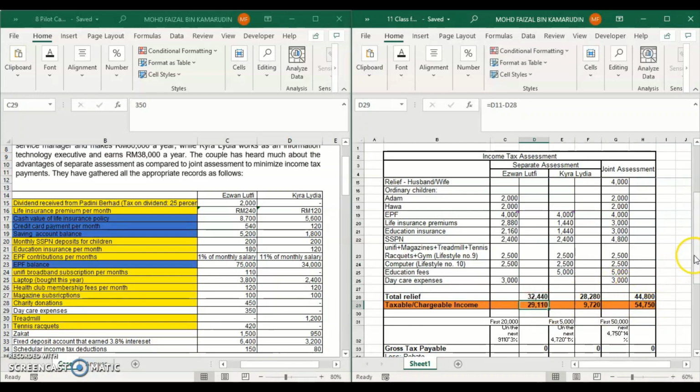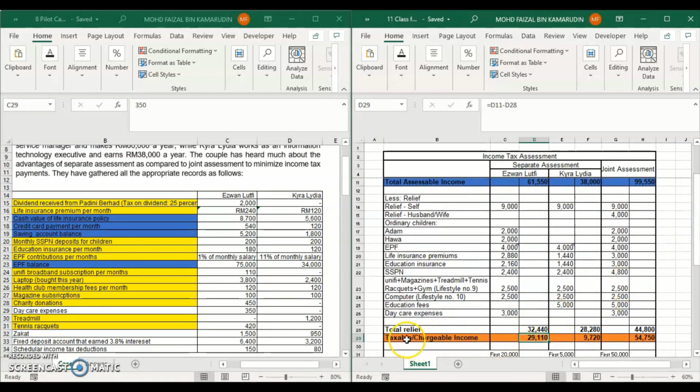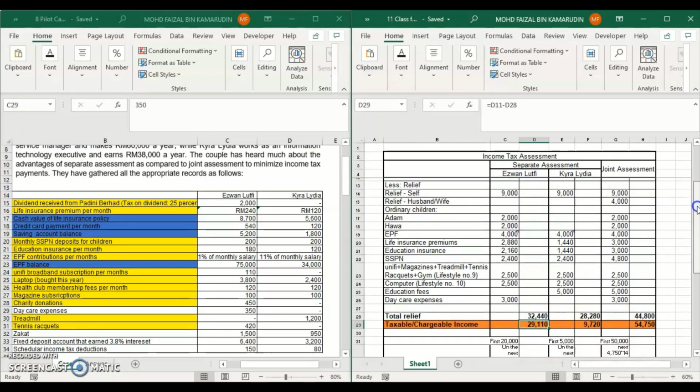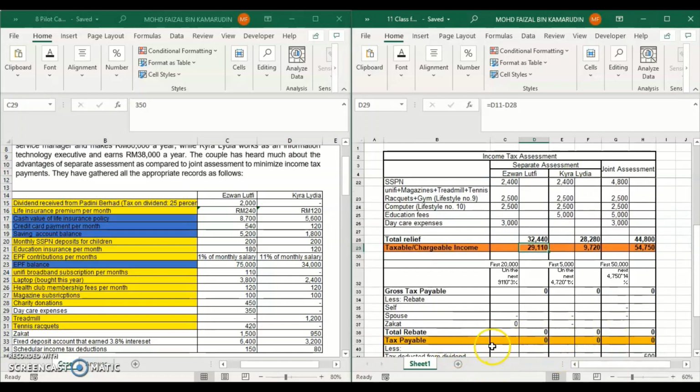Okay, hold on for a second. Let me adjust a little bit. Okay, how do we get the total taxable or chargeable income? Total assessable minus total relief, then you will get this. And now let's move on to the next challenge, which is tax payable. How do we go about tax payable?